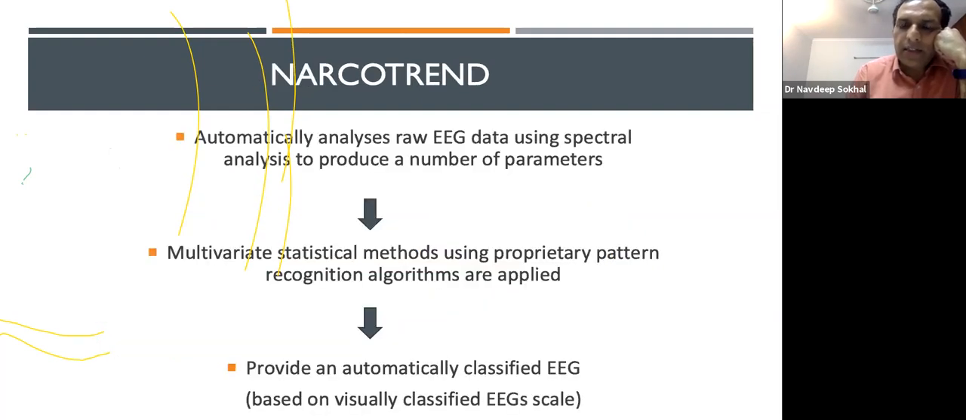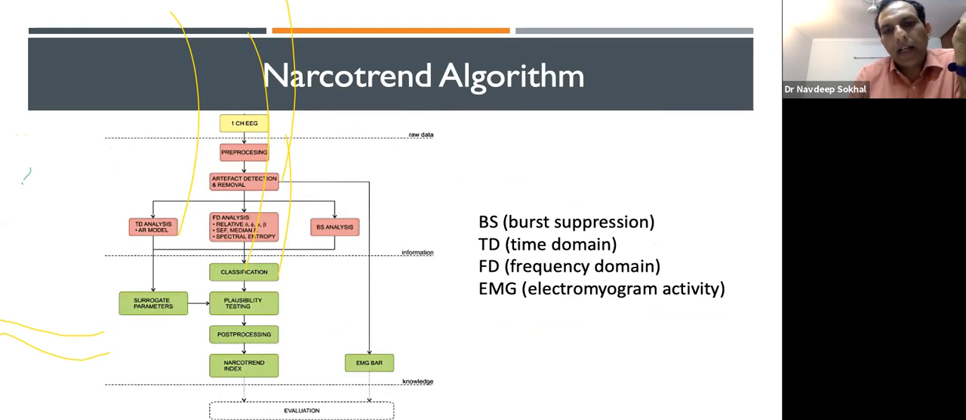Well, again, how it analyzes is the same. It automatically analyzes the raw EEG to produce a number of parameters. And again, it is using a proprietary algorithm, which is applied to give you automatically classified EEG based on visual classification of EEG scales. So this is an algorithm similar to the BIS value.